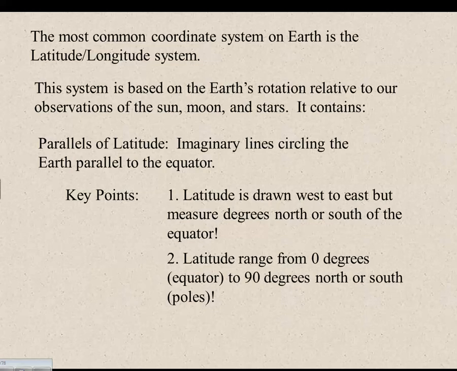Latitude only goes from 0 to 90, no higher than 90. 90 is the North Pole, and 90 is the South Pole. So you can't go above that or below that, or you're in space somewhere.